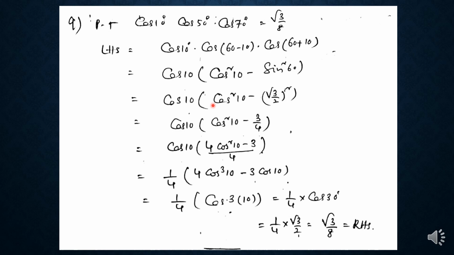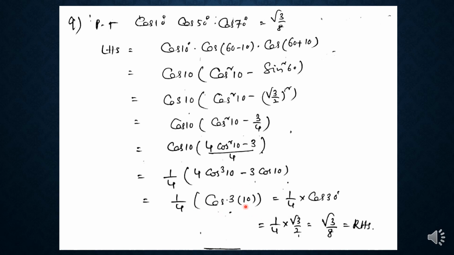So cos 10 into cos square 10 minus root 3 by 2 whole square, because sin 60 degrees is root 3 by 2. So root 3 by 2 whole square means that becomes minus 3 by 4. Now by taking LCM here, cos 10 into (4 cos square 10 minus 3) by 4. By multiplying with cos 10, we will get 1 by 4 into (4 cos cube 10 minus 3 cos 10). That is 1 by 4 into (4 cos cube 10 minus 3 cos 10) is cos 3A.